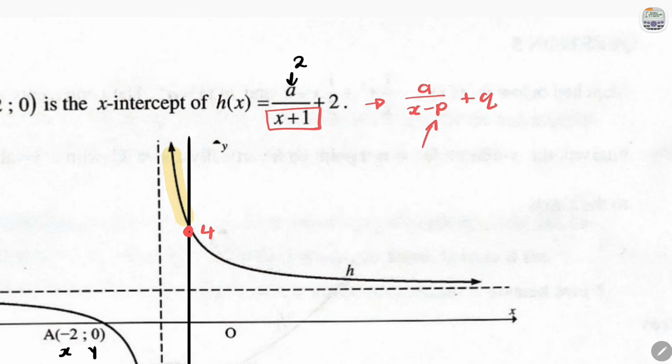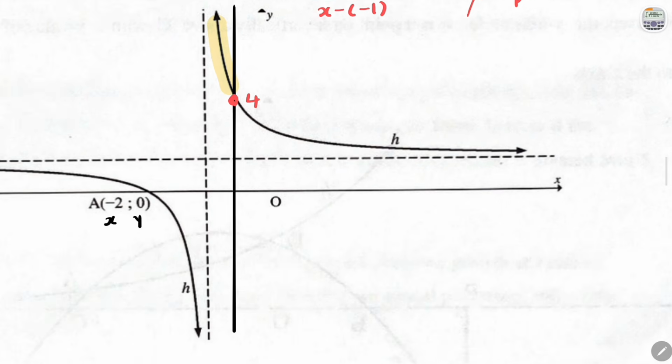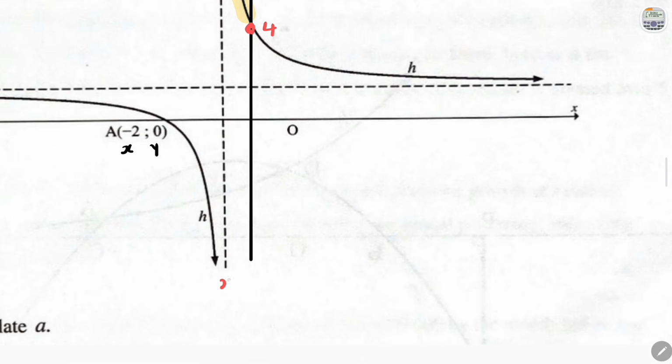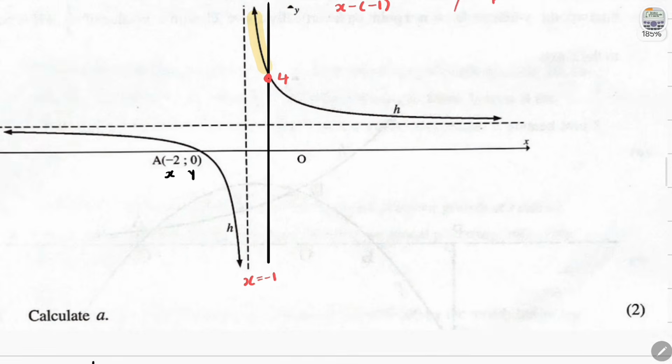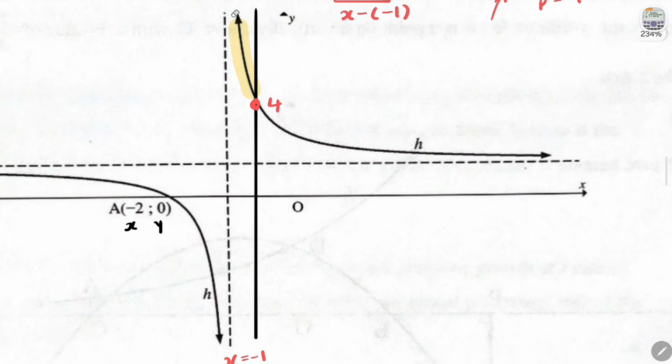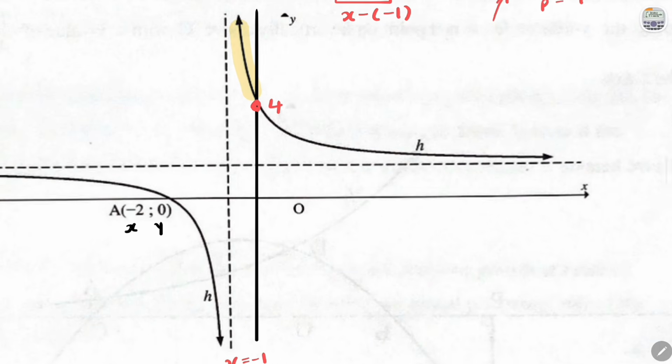But notice that we have an x plus 1 here and not a minus. So if you had to rewrite this so there is a minus, it would be x minus negative 1, meaning p is actually equal to negative 1. And so what this would mean is that we have a vertical asymptote at x equals negative 1. This is going to be important because this graph will not pass the asymptote.